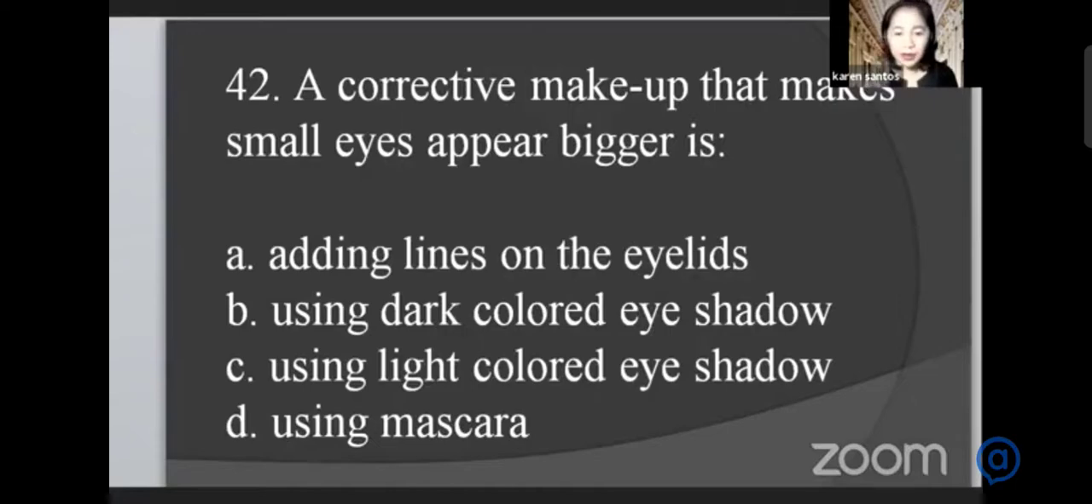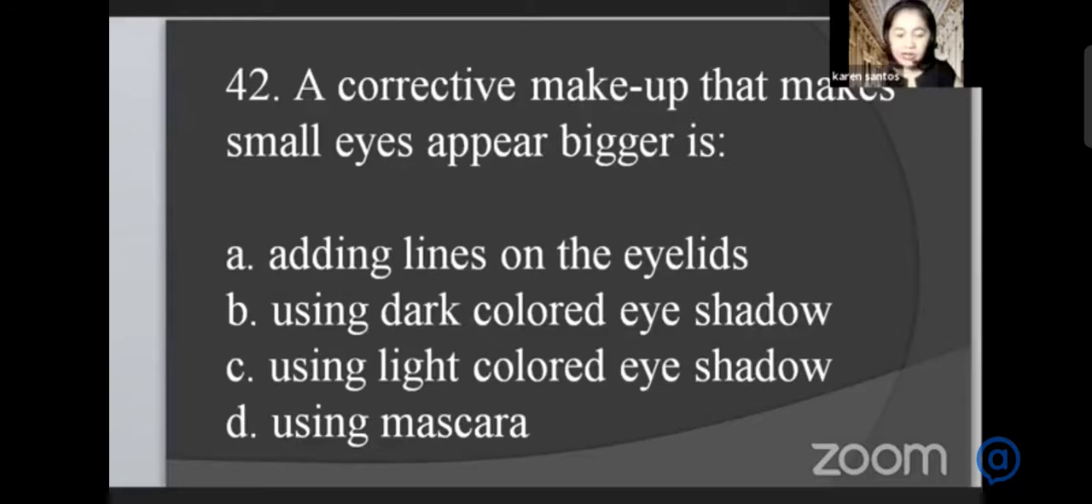Yan, para for those who are engaged in makeup, sa mga mahilig mag-makeup, alam na alam siguro natin yan. Especially to the girls. Okay, so what is the correct answer? So what will we do if you have small eyes and you want to make them appear bigger? Okay, so someone answered letter A and someone answered letter B.